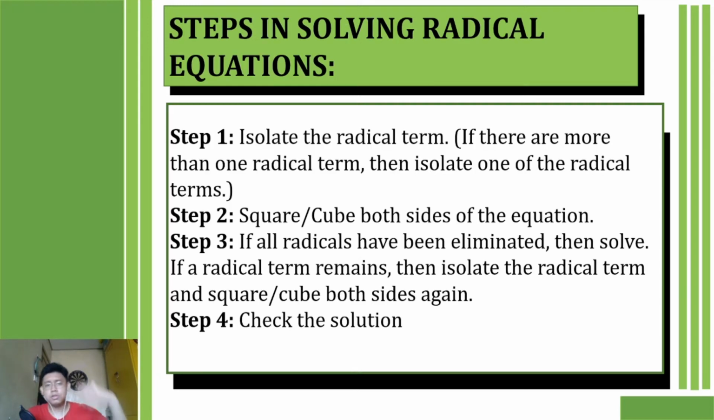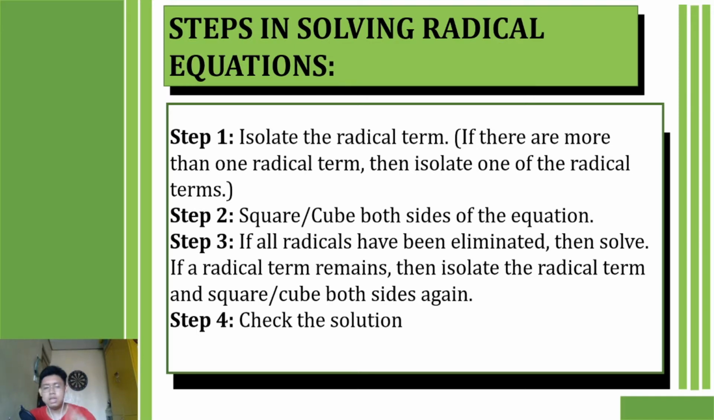Here are the steps in solving radical equations. The first step is for us to isolate the radical term. If there is more than one radical term, just pick one that you want to isolate. And then the second step is for you to square or cube both sides of the equation in order to eliminate or remove the radical symbols.